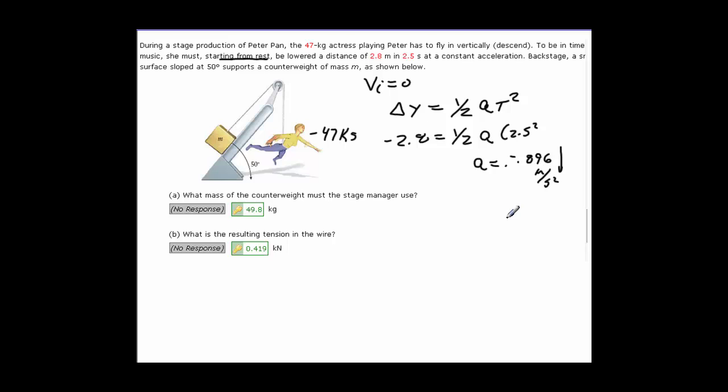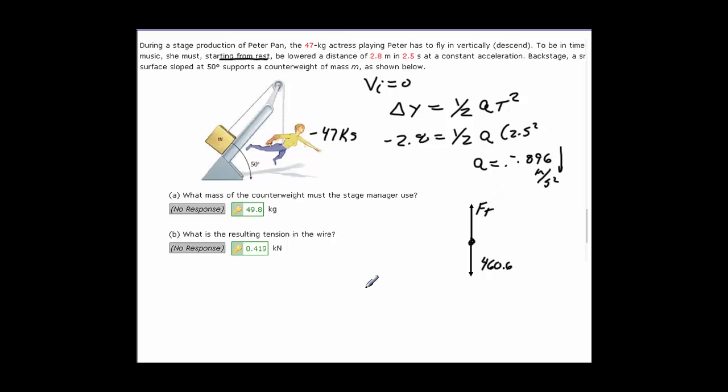Alright, from that, go ahead and draw yourself a free body diagram. We'll have the person's mass times gravity coming down. So that's going to be 47 times 9.8. That'll give us a value of about 460.6. We'll have the tension in the rope going up, so we'll call that F tension.